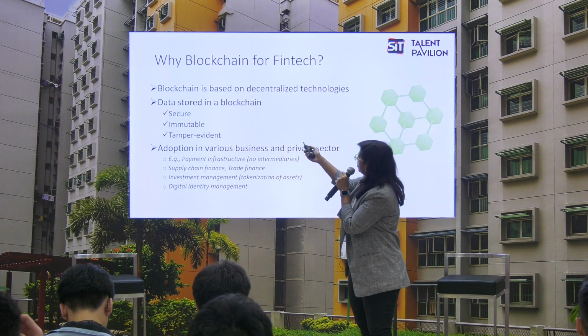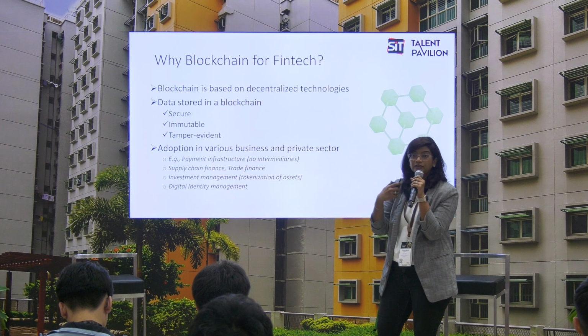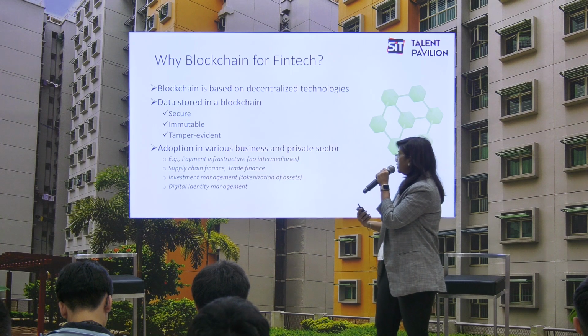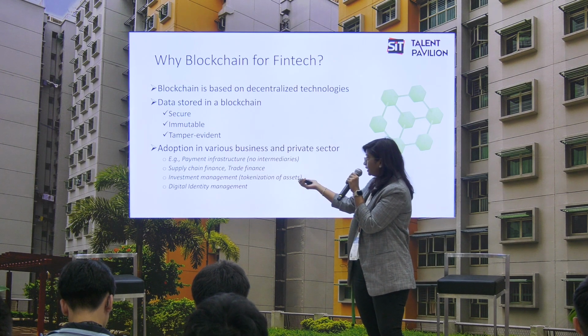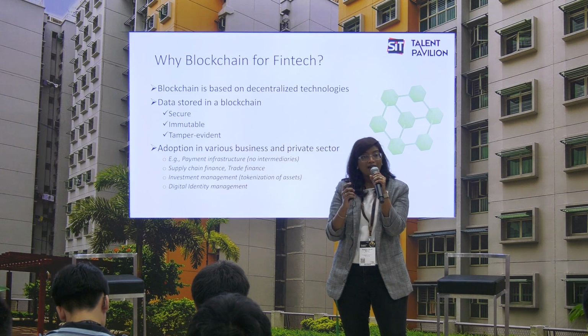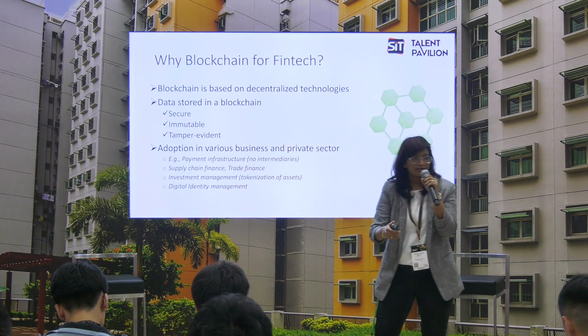So how blockchain is adopted into various businesses is payment infrastructure, of course. Just now we discussed the example of direct transactions, right? And then supply chain finance, trade finance, investment management, and digital identity management. We have been doing digital identity management in Singapore and also across the world for quite some time.